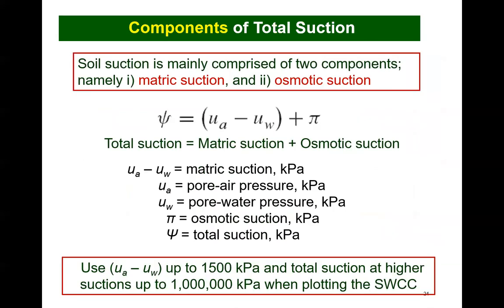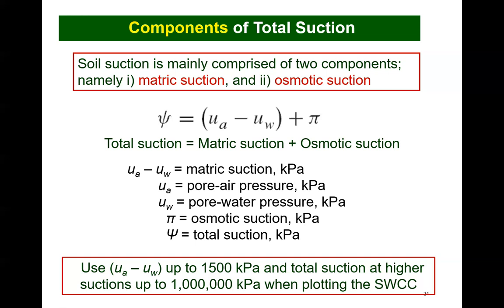There are two components that combine to form total suction. These are, first, matrix suction, defined as the difference between the pore air and pore water pressures, and secondly, the osmotic suction component. The matrix suction is of greatest interest in geotechnical engineering in the suction range below 1500, and the total suction is of greatest interest in the high suction range when the suctions are greater than 1500 kilopascals.